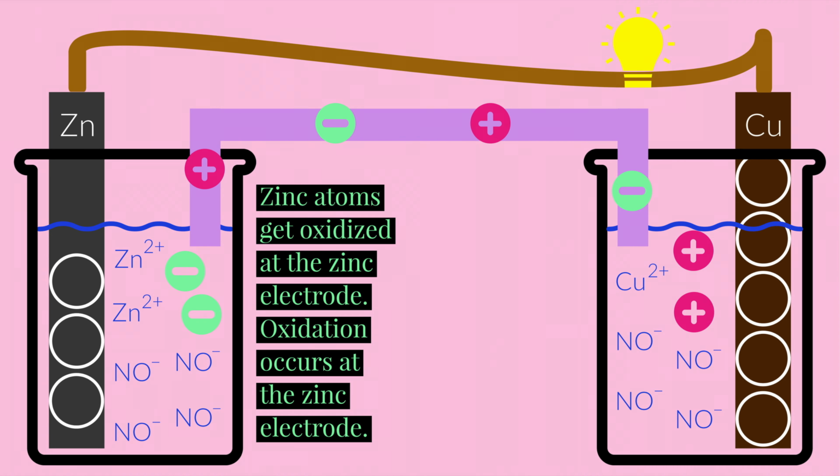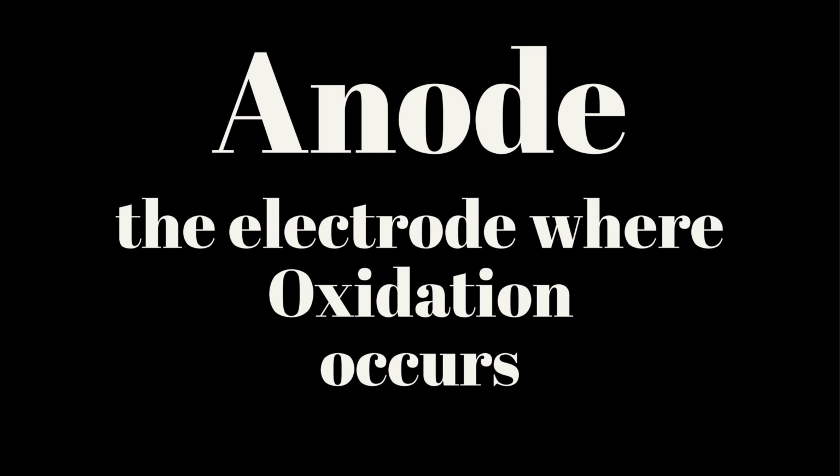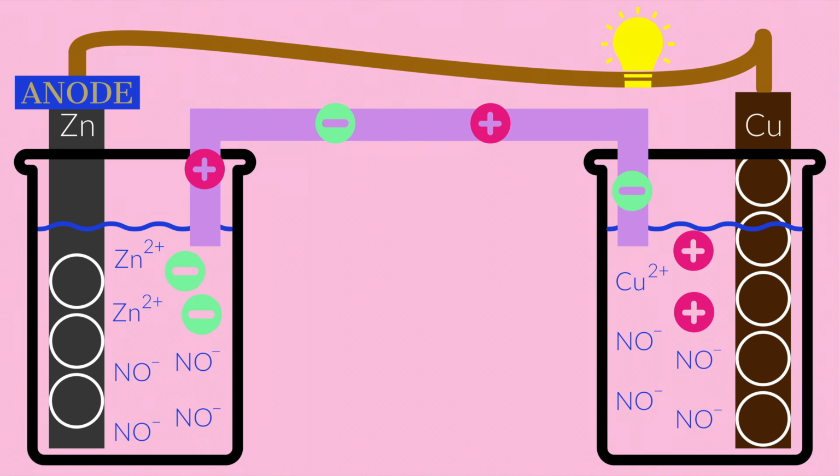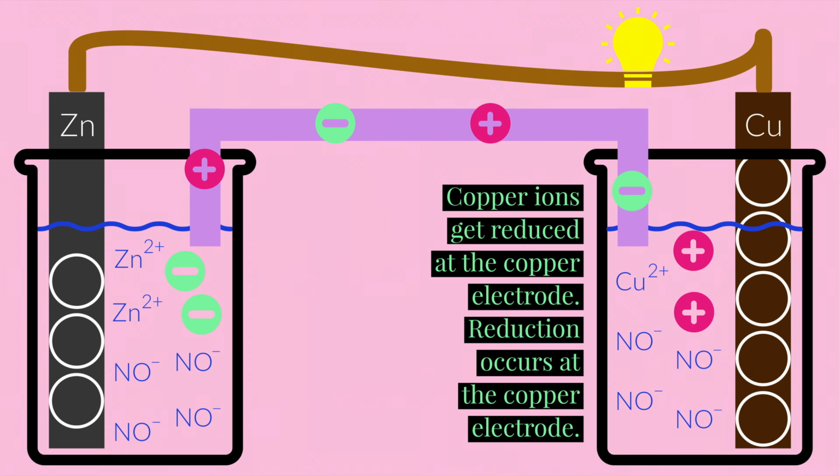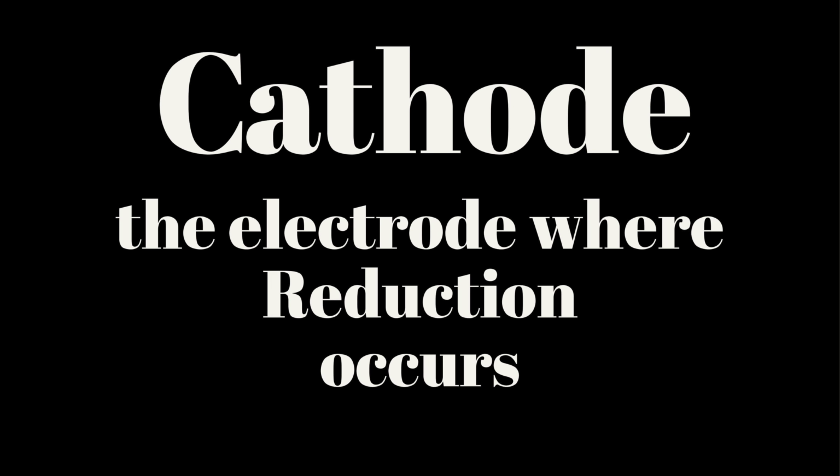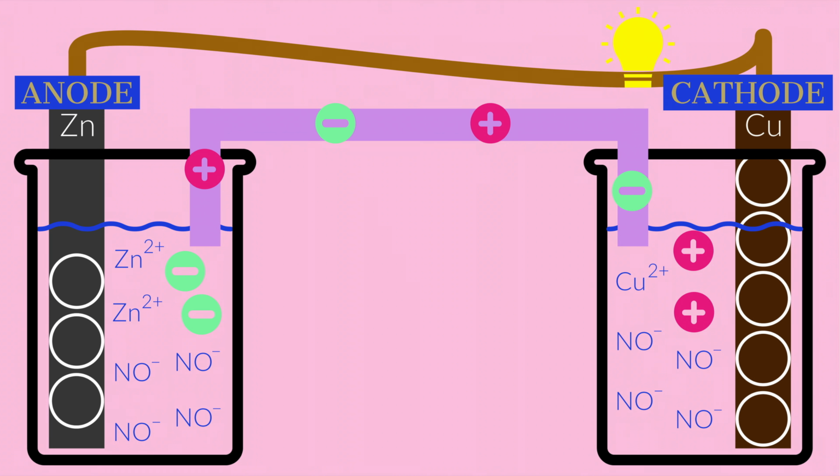We know that zinc atoms get oxidized at this electrode, meaning oxidation occurs at the zinc electrode. By definition, the electrode where oxidation occurs is called the anode. So this zinc electrode is the anode. We know that copper ions get reduced at this electrode, meaning a reduction occurs at the copper electrode. By definition, the electrode where reduction occurs is called the cathode. So this copper electrode is the cathode.